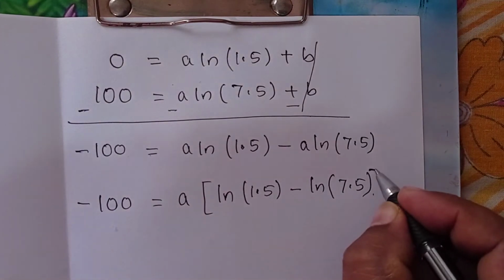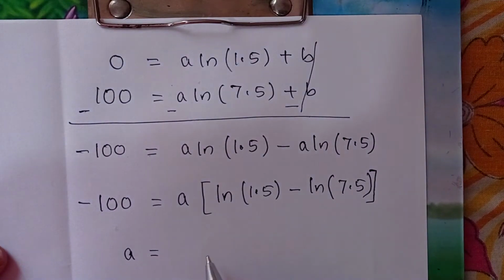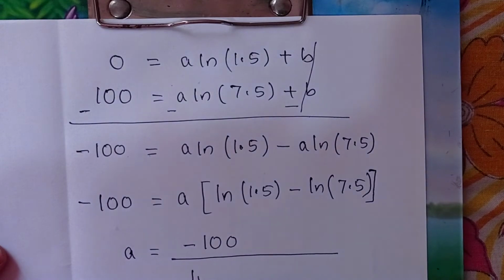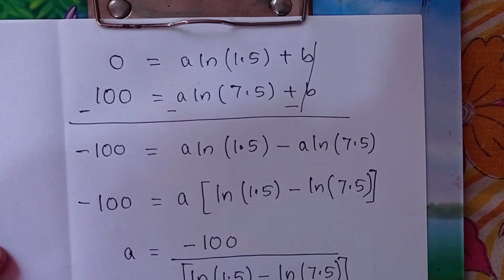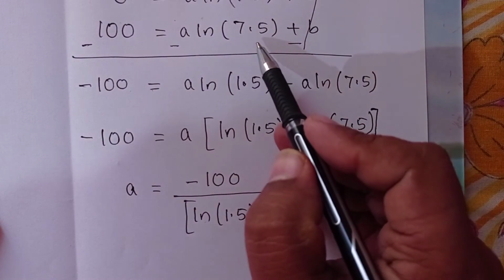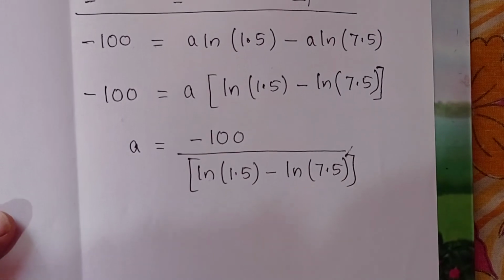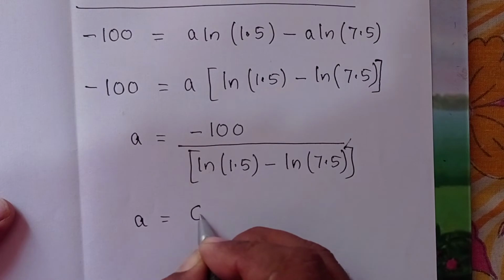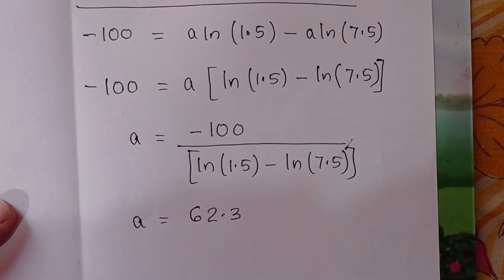So a will be equal to... I can find out the value of a now. A will be equal to minus 100 divided by ln 1.5 minus ln 7.5. So please don't subtract ln 7.5 minus 1.5 and write it as 6. No. So when I substitute this value and solve, I will get the value of a as 62.3. So a is 62.3.